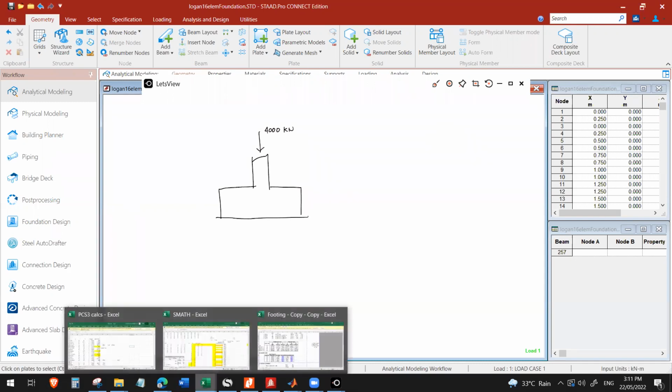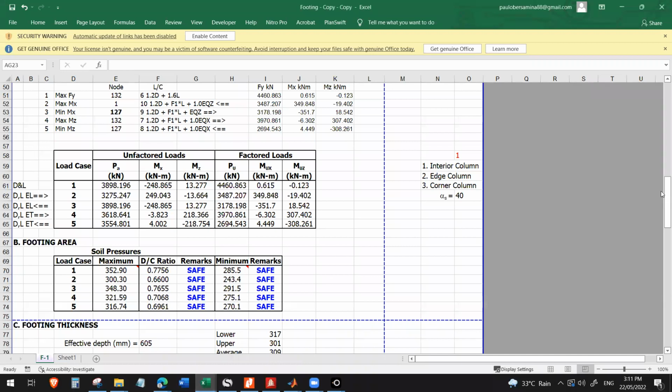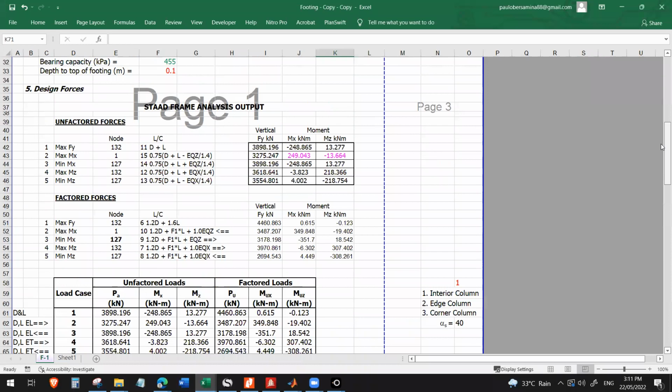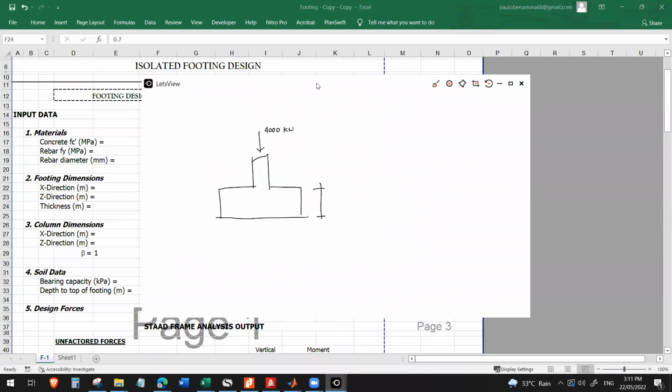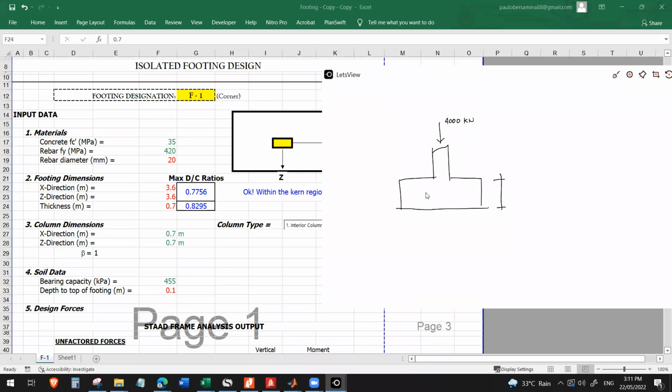And using a spreadsheet, I was able to design it, so about 3.6 by 3.6 by 0.7. So the required depth or thickness is 700 or 0.7. Millimeters. Oh, sorry, meters. I'll just round up to 4 meters square.